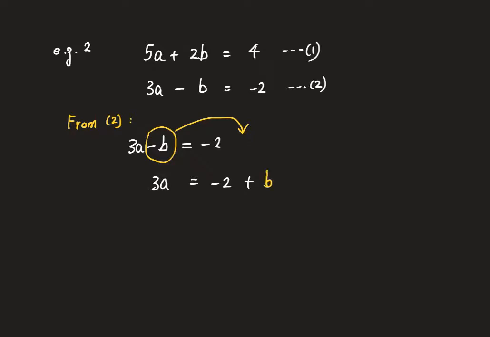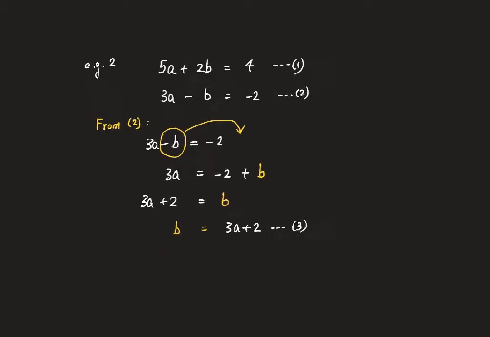And then the next step is I need to move the minus 2 to the left side. 3a plus 2 equals b. And I rewrite it as b equals 3a plus 2. Now b is the subject term. I call this one equation 3.